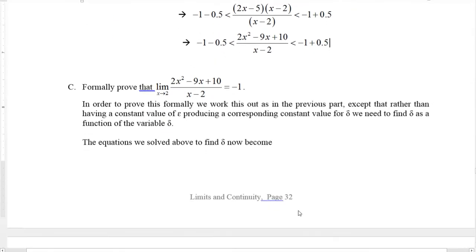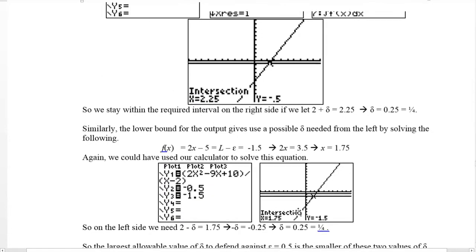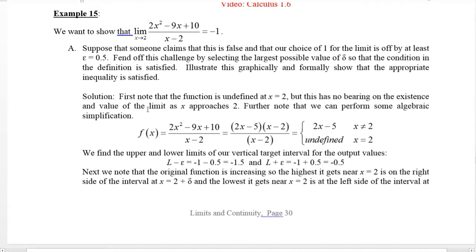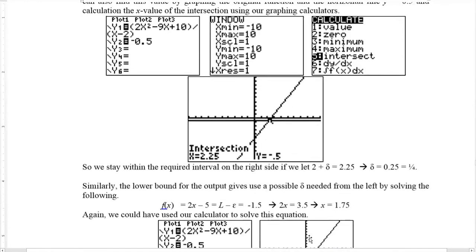So can we formally prove the limit? Well, to do it, we need to solve these equations not just for a specific value of epsilon that was given. Here we were given epsilon as 0.5. We were able to set up these equations right here and solve them. We need to solve these in general.